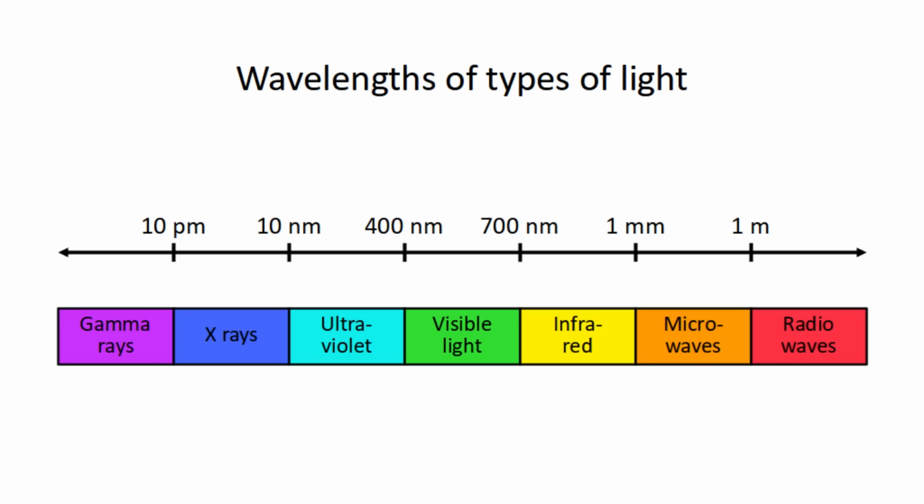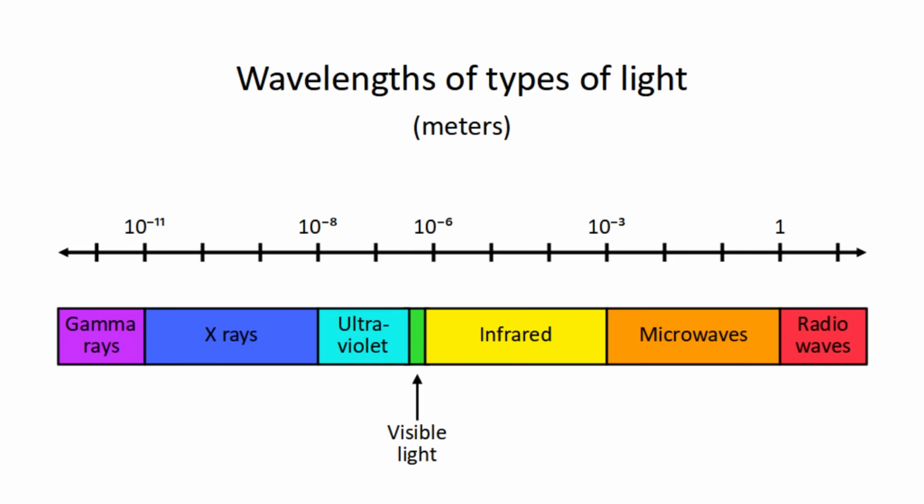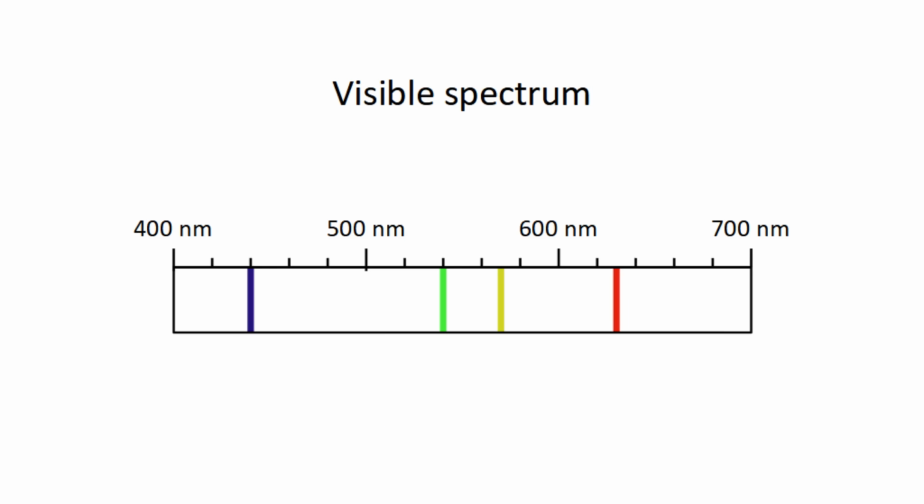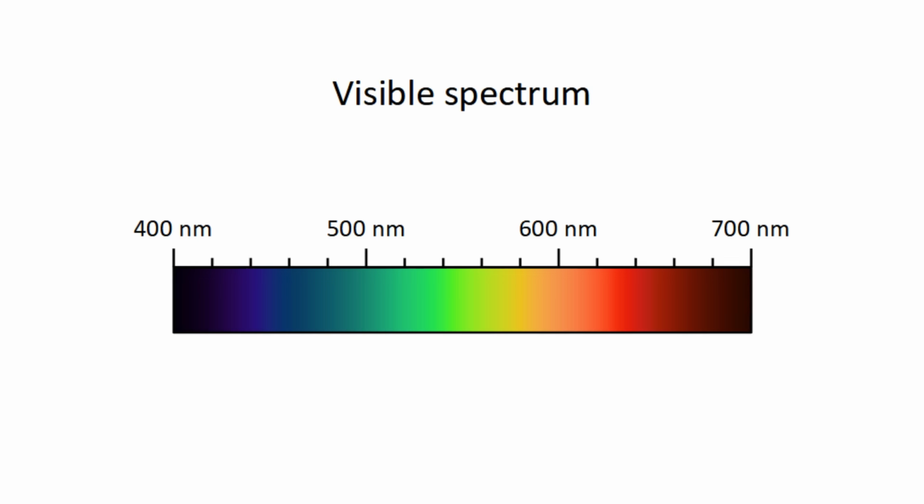And if we scale the line to powers of 10, you can see just how small the visible part is. But of course it's still extremely important because it's the only type we can see. And if we fill in the entire visible spectrum with the colors that we see at each wavelength, it looks approximately like this. So there's definitely a lot of colors here, but there's also a lot missing.